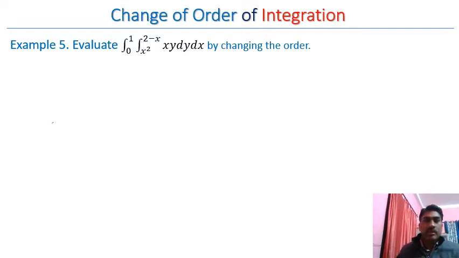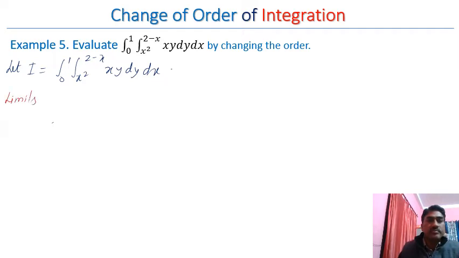Now take this example. Evaluate 0 to 1, x square to 2 minus x, double integral xy dy dx by changing the order. So this integral is actually not tough. You can integrate it directly, but the intention behind this question is something different. So let us start. Let I is equal to 0 to 1, x square to 2 minus x, xy dy dx. What are the limits? Limits are x is equal to 0, x is equal to 1, and for y, this is y is equal to x square and y is equal to 2 minus x.